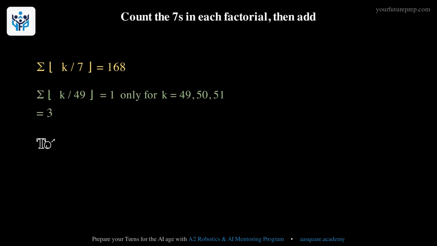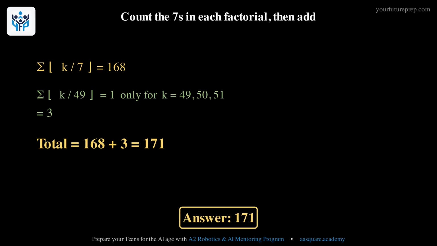Now add the floor of k over 49. This is 1 only when k is 49, 50, or 51, so it contributes just 3. The grand total is 168 plus 3, which is 171. So $51 has 171 factors of 7. The answer is 171.